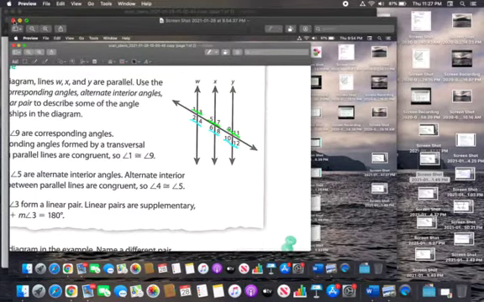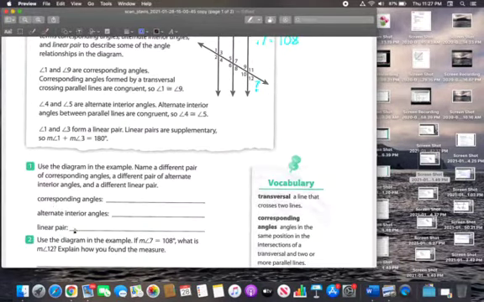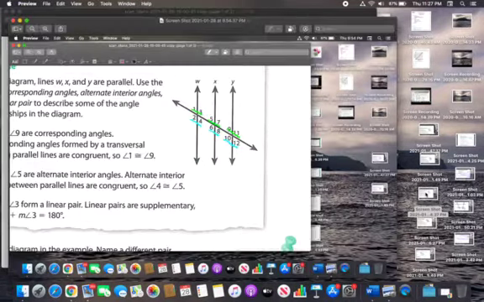Now let's go to the third problem, linear pairs, which make those supplementary angles that add to 180. They said 1 and 3. Okay, that definitely makes a line. You could also say 5 and 7. You could say 9 and 11. On the other side, you could say 2 and 4, 6 and 8, or 10 and 12.